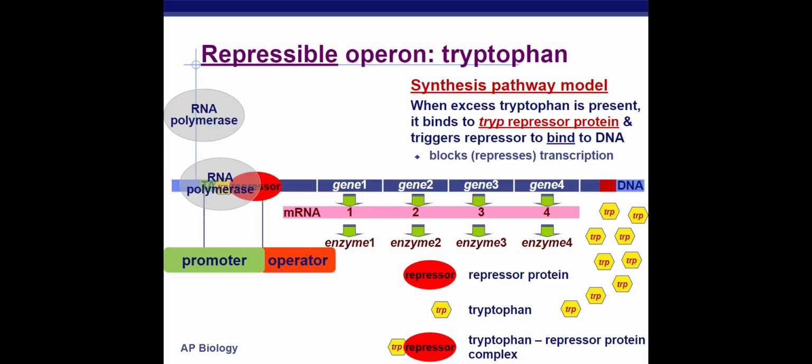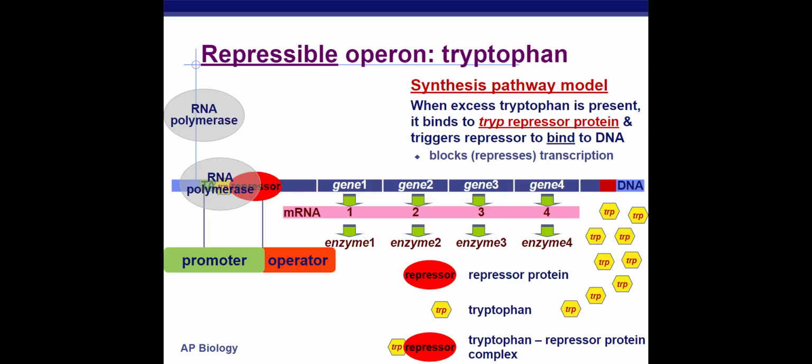So let's look at two of those. First one, the repressible operon. We use tryptophan for that example. We need tryptophan to be made. It's an amino acid, so it's required to help build proteins in the organism. Here we have our promoter region, RNA polymerase attached, the operator with the repressor, and all the enzymes to make tryptophan.